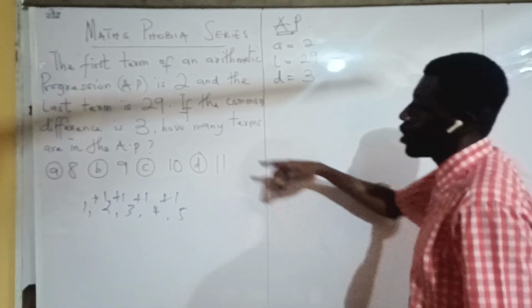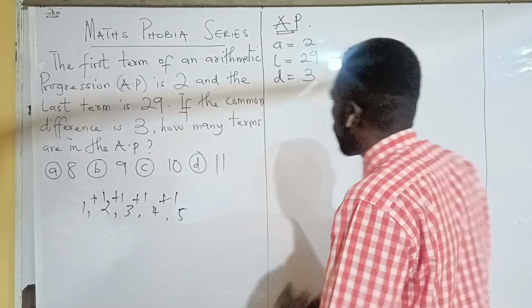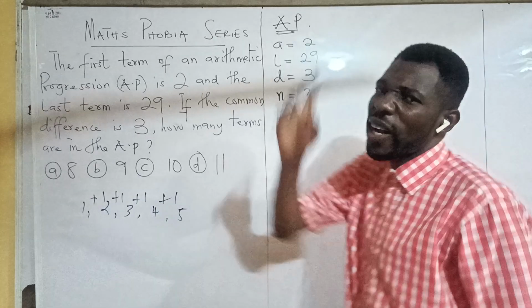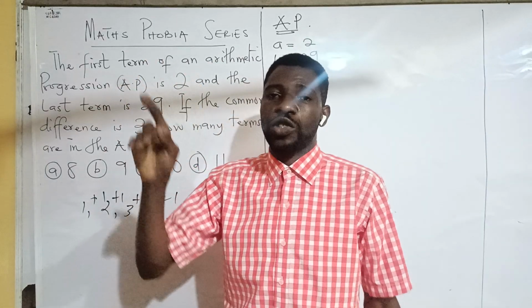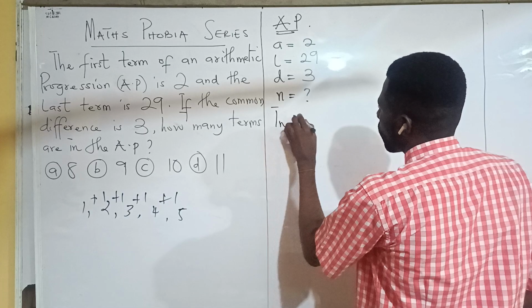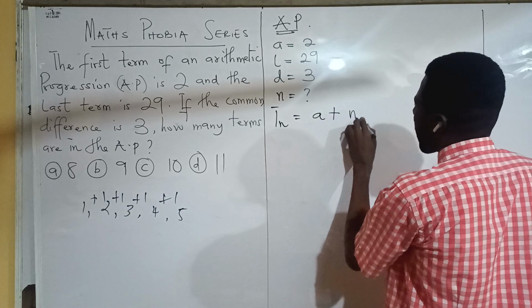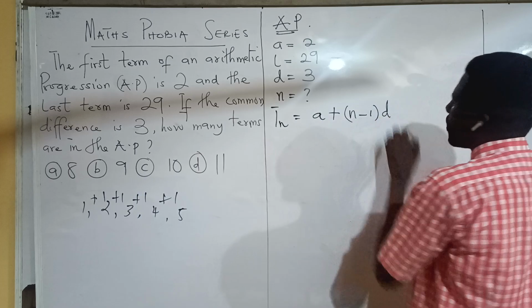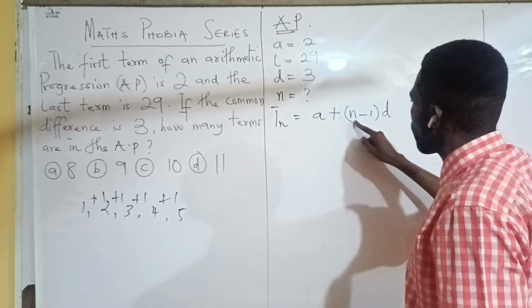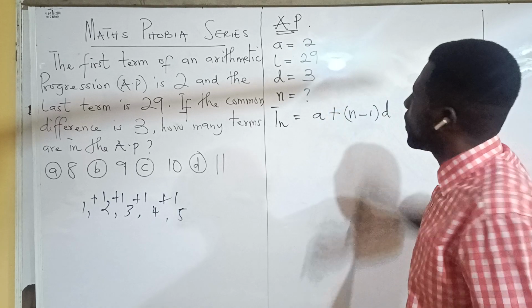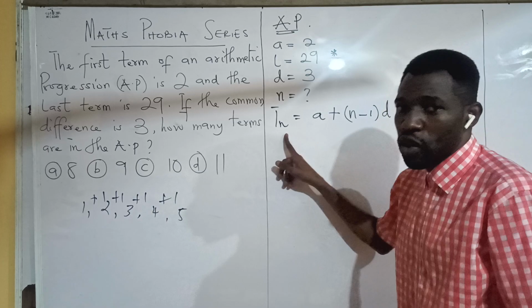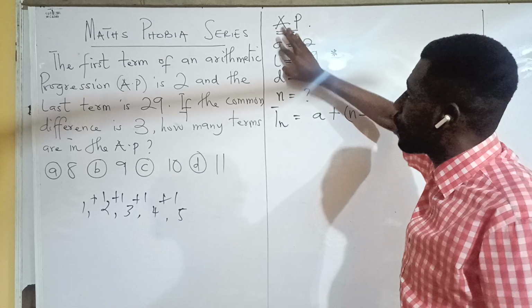So let's go to our question. How many terms are in the AP? We are looking for n, the number of terms in the AP. Don't forget the general formula for finding the nth term of an arithmetic progression: Tn equals A plus n minus 1 times D. Now we have A, we have D, and we're looking for n, but there is something about L. That shows that our Tn will take the position of our L. Our L becomes our Tn.